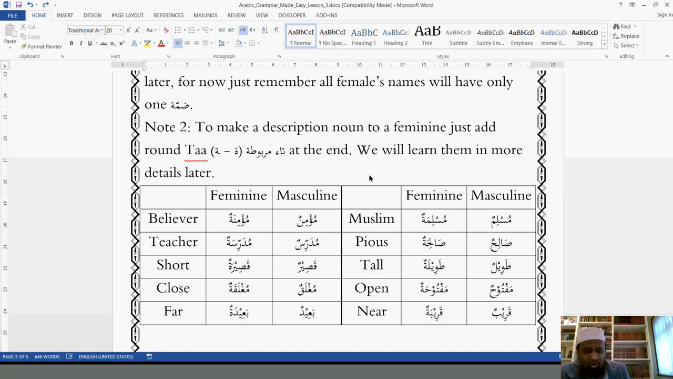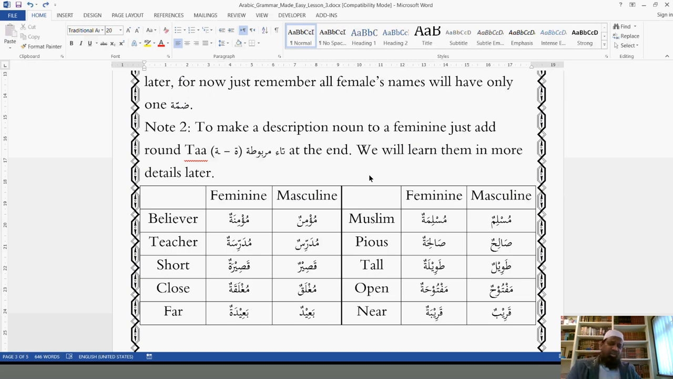Next, mu'minun is a masculine ism, mu'minatun, feminine, just adding the round ta at the end: believer. Mudarrisun, mudarrisatun, teacher. Qasirun, qasiratun, short. Mughlaqun, mughlaqatun, closed. And ba'idun, ba'idatun, far.